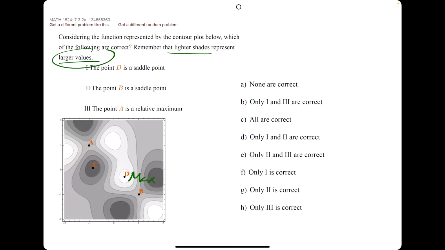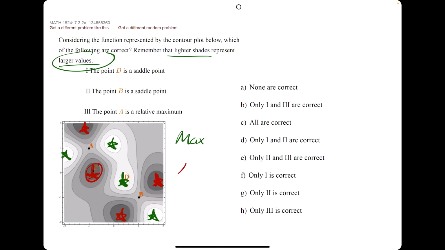So points like option D and all these other lighter shades represent maximums because they are the larger or greater function values. And then the darker points on the graph, for example, C and all those other red stars, those represent the minimums because they are the darkest points on the contour plot, which means they are the lowest points of the function. And then in addition to maxes and mins, we have these in-between values like A and B that are known as saddle points.